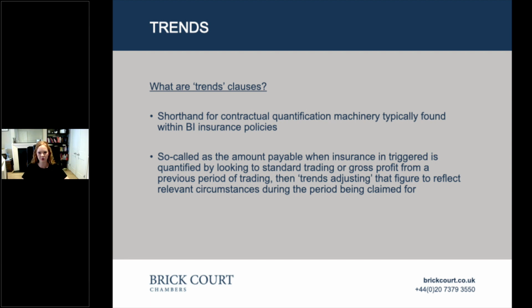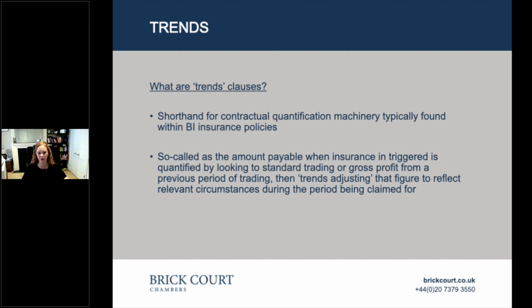So what these clauses do is they provide a means of calculating the indemnity payable in a relatively simple way, and therefore they bring some certainty to the contract. They circumvent what might otherwise involve a massive forensic accountancy operation and disputes between the parties to determine that indemnity. So what trends clauses do is they ask, but for the particular business interruption which has resulted from the insured peril, how would the insured business have fared?